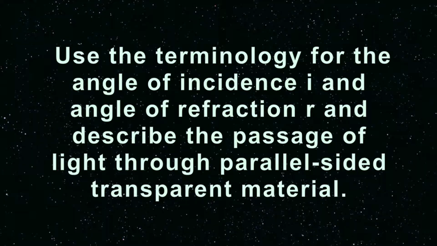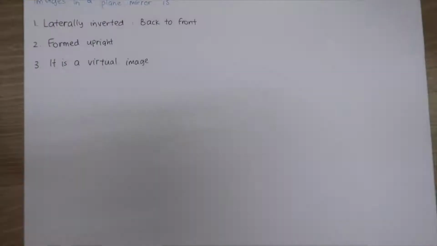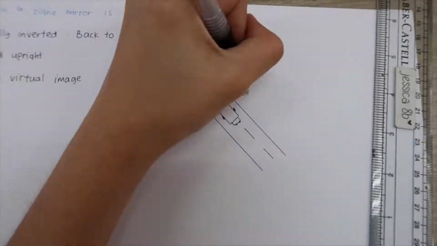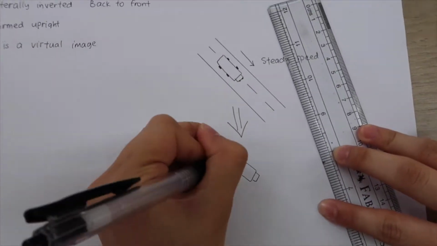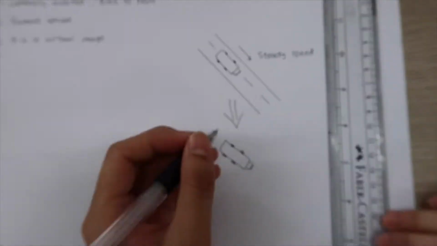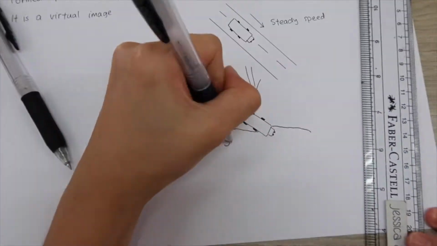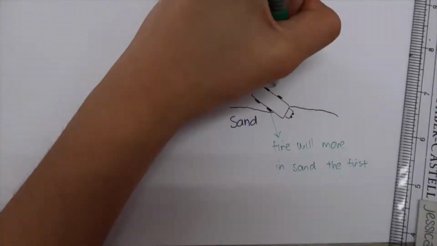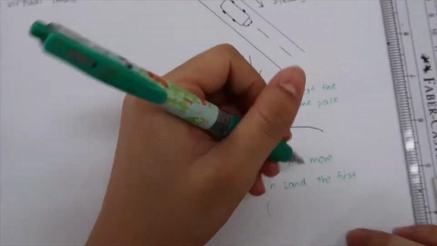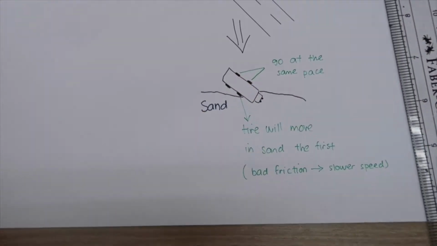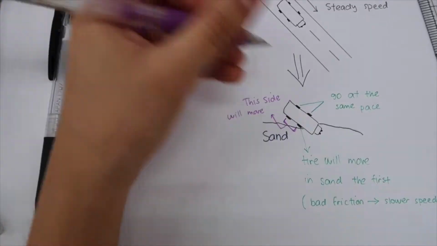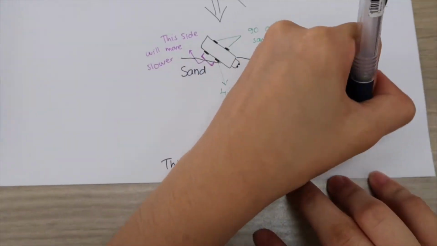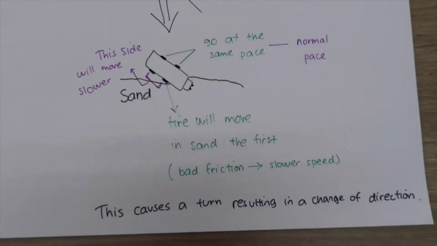So, for example, a truck moves along the road with a steady speed. This is because the tires have good friction against the road. Okay, so it's about to pass through sand, and because the truck isn't moving perfectly forward, one tire will pass through the sand first, then the other. The 2 tires on the other side will still move at the same pace, while the first tire on the sand will start to slow down as it is harder to move on sand. When this happens, one side of the truck will slow down and the opposite side will be faster. This will cause a turn, resulting in a change of direction. And this is similar to the refraction of light.